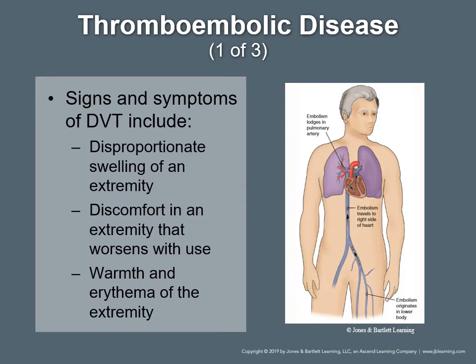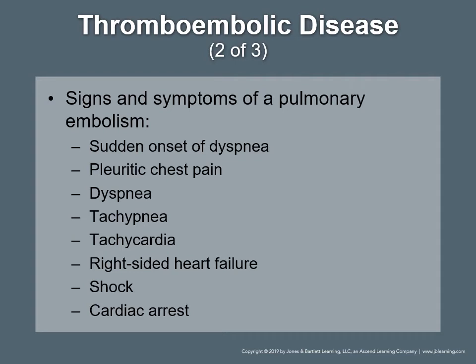Thromboembolic disease. This includes deep vein thrombosis, or DVT, and pulmonary embolism. These are significant causes of death. Signs and symptoms of a DVT include disproportionate swelling of an extremity, discomfort in an extremity that worsens with use, warmth and erythema of the extremity. When a DVT dislodges, it may cause a pulmonary embolism. Signs and symptoms of a pulmonary embolism include sudden onset of dyspnea, pleuritic chest pain.